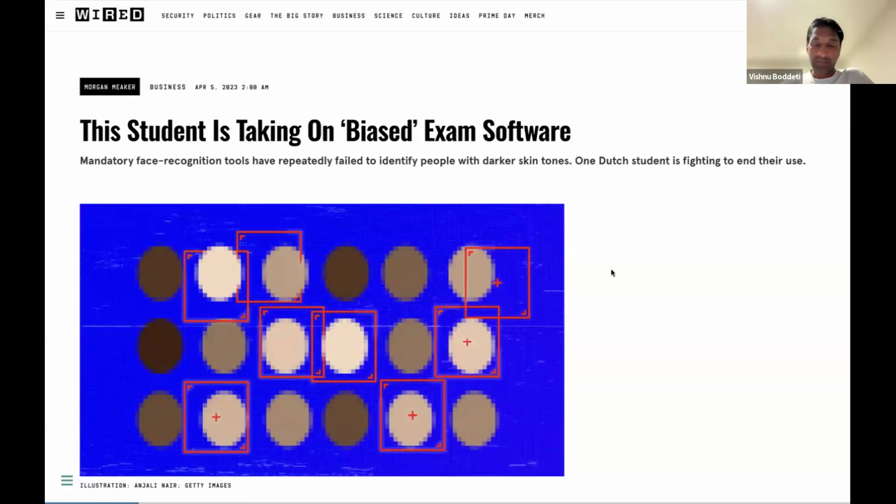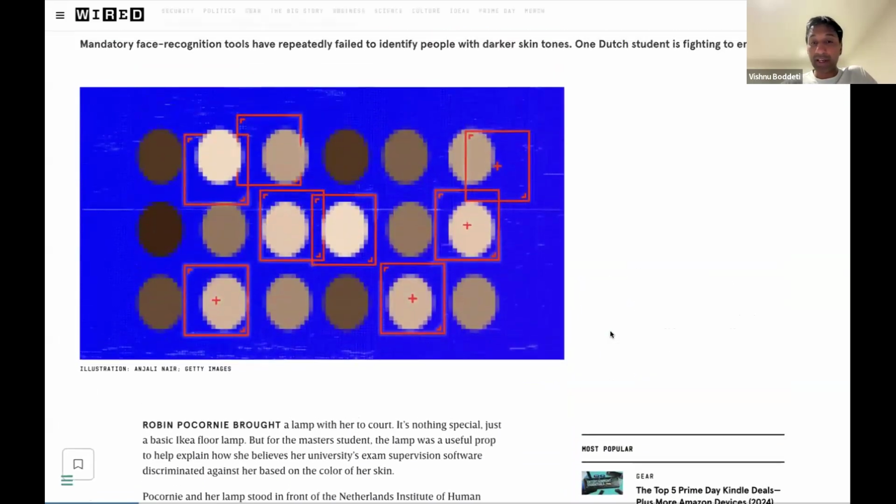However, this algorithm, which was using a face detection method, did not detect people of darker skin. Even if these people with darker skin were sitting in front of the computer, this face detection method would not identify or detect the face. So it would predict that this student is cheating just because their skin color is darker. This is actually a problem. There was a case on this, and the company lost the case and had to pay a lot of money because they were discriminating against these students.